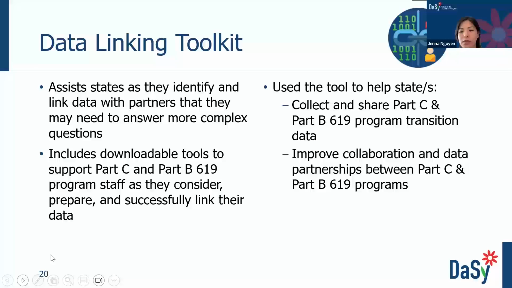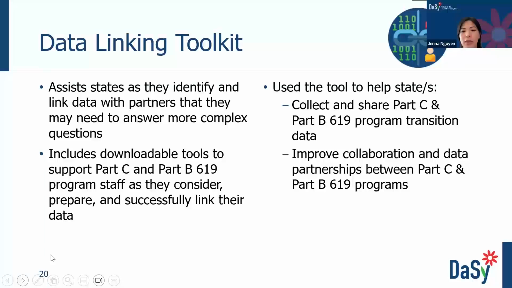States have used the tool to collect and share program transition data, for example. Another example is child outcomes data. And states have also used the tool to improve their collaboration and data partnerships between Part C and 619 programs. And you can find also in the toolkit steps to data linking. So it'll walk you through checking your data, assessing partner readiness, formalizing the data linking partnership, then linking your data, analyzing your data, and also sustaining data linking. So also a lot in there.